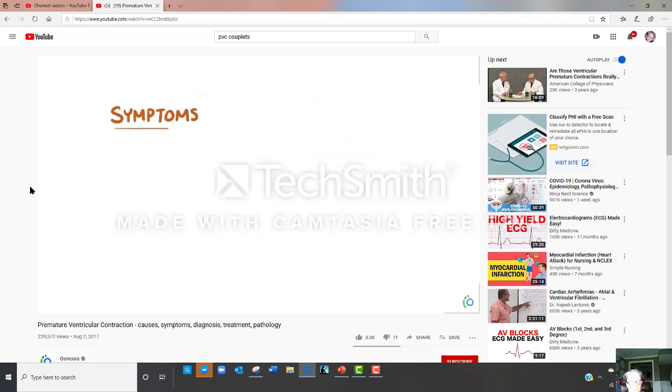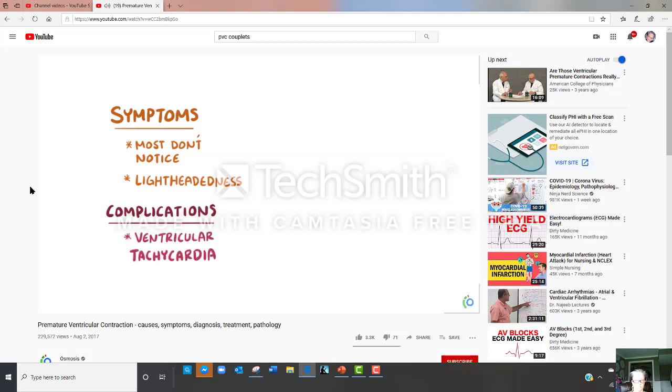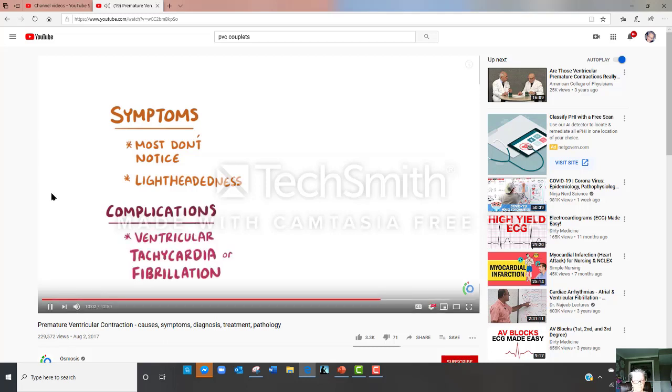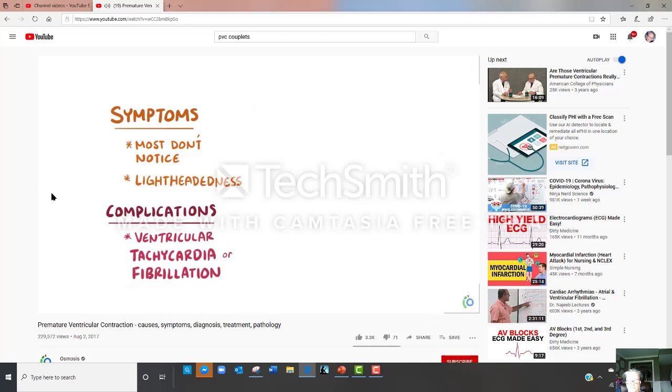Now, most people with premature ventricular contractions don't notice them, but if they keep happening, they can cause lightheadedness because of less blood getting delivered to the brain. In rare situations, an ectopic focus can trigger ventricular tachycardia, or even ventricular fibrillation, which are both serious arrhythmias where the ventricles beat too quickly to fill up with an adequate amount of blood.